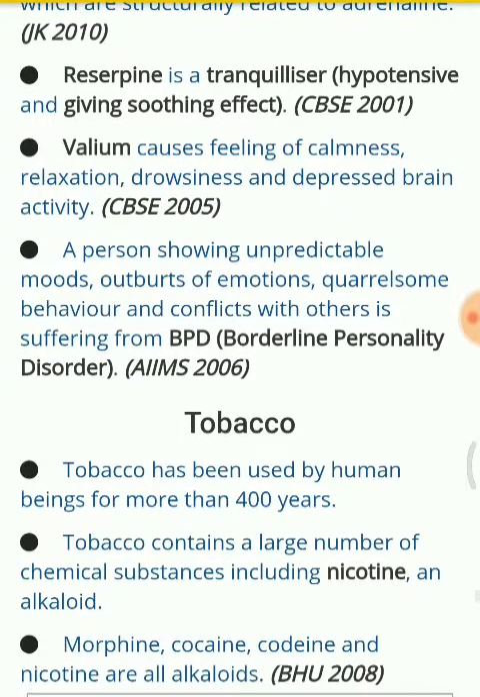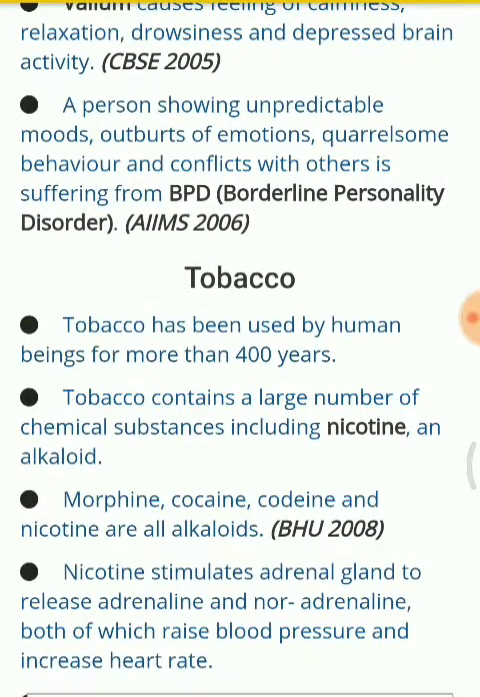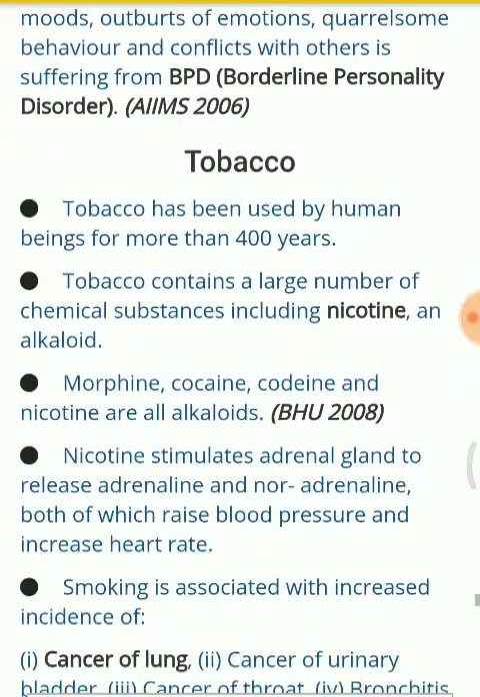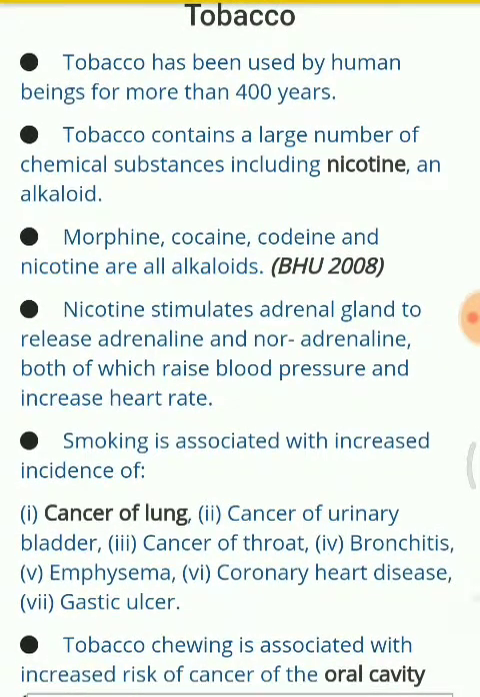Tobacco. Tobacco has been used by human beings for more than 400 years. Tobacco contains a large number of chemical substances including nicotine, an alkaloid. Morphine, cocaine, codeine, and nicotine are all alkaloids. Nicotine stimulates the adrenal glands to release adrenaline and noradrenaline, both of which raise blood pressure and increase heart rate.